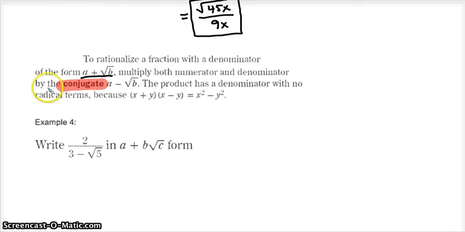Very similar here, but we're going to multiply by the conjugate. In an example number 4, it would look like this. I have 2 divided by 3 minus root 5. I'm going to multiply the top and the bottom by 3 plus root 5.